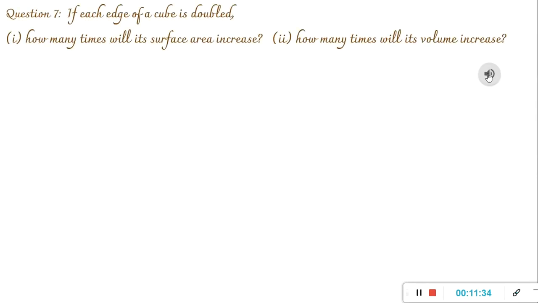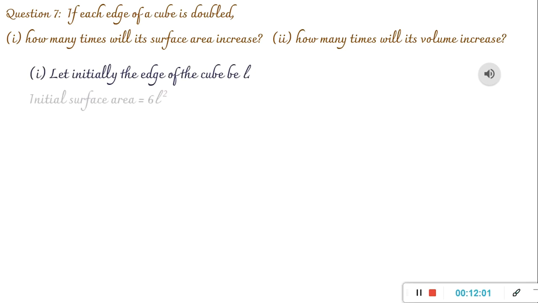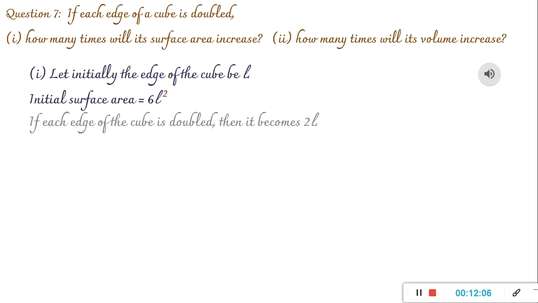Seventh question. If each edge of a cube is doubled, then first one is how many times will its surface area increase? Same way, second one is how many times will its volume increase? Here the question is, each edge of a cube is doubled. For example, edge A, then each edge would be 2A, like that. Okay, let's see. Let the initial edge of the cube be L. Then initial surface area, what would be there? 6L square, right? Now each edge of the cube is doubled, then it becomes 2L, right?